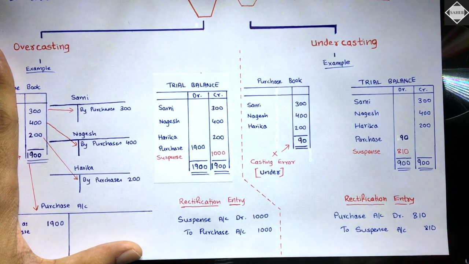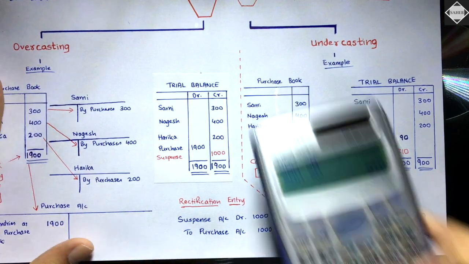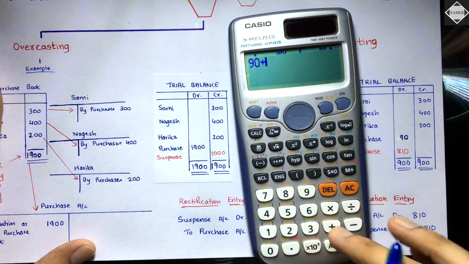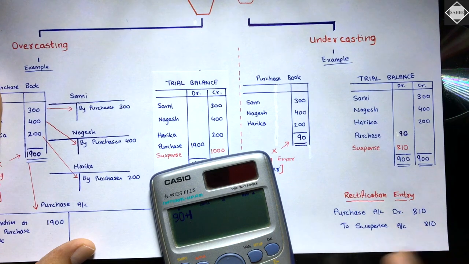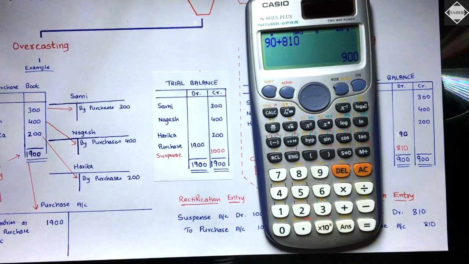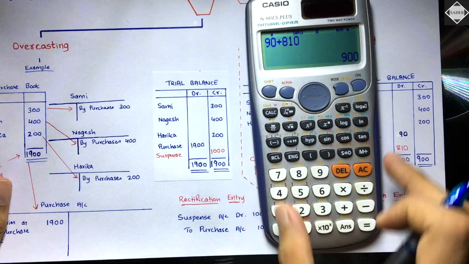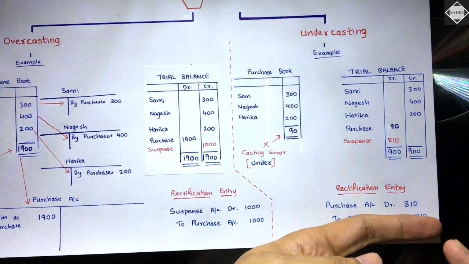I have increased the purchase account balance by 810 and made it 900, isn't it? See here, the purchase account was 90 in the books currently. Then what did you do? You passed this rectification entry, purchase account debit 810, so plus 810 in the books, and the purchase account balance became correct, 900. Now this is a one-sided entry. Just this much is a one-sided entry.